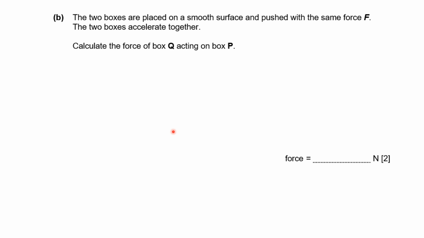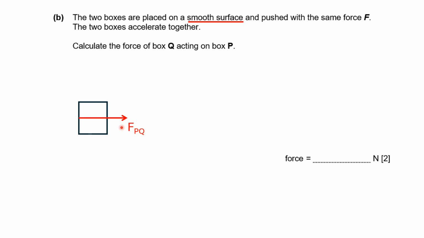Moving to part B, we've got now 2 boxes placed on a smooth surface and pushed with the same force F. It's very important to see the smooth surface. This is a mistake that students would make, and I believe I also made that mistake when I was going through this in class, so please take note. Now when there's a smooth surface, there is no longer any friction, and we want to calculate the force of box Q acting on box P.